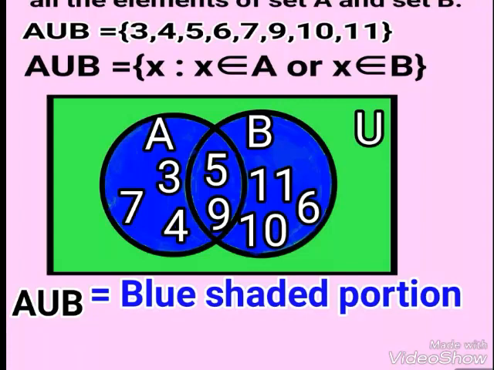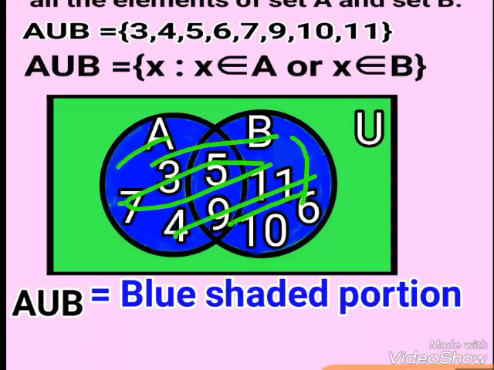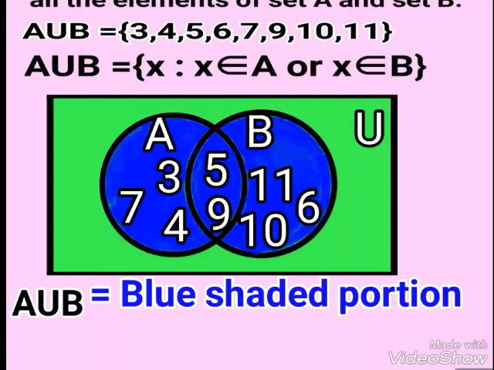In the Venn diagram, A union B is represented by the shaded portion below. This portion represents A union B.